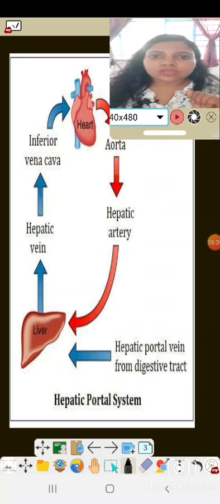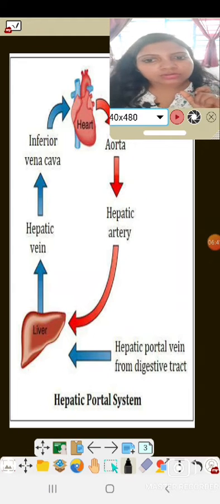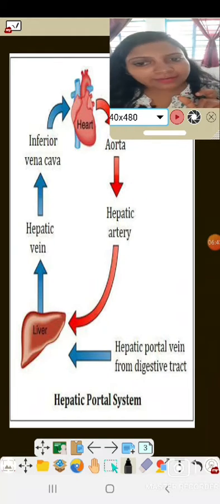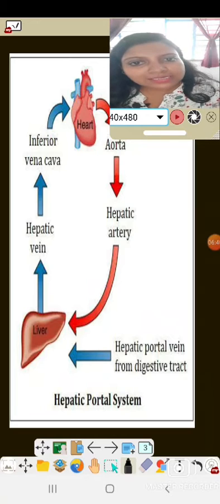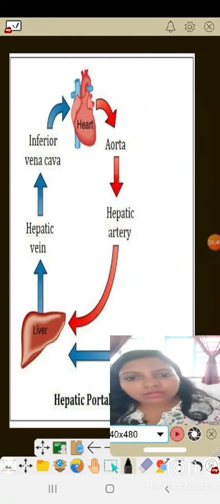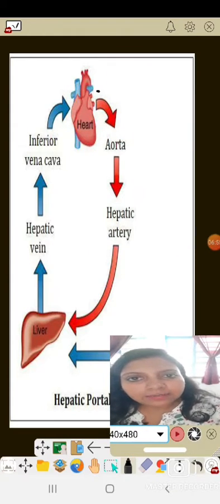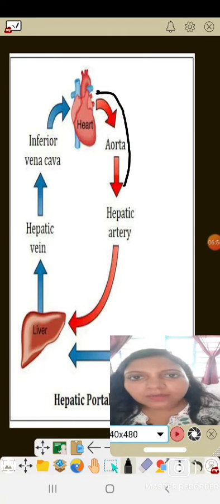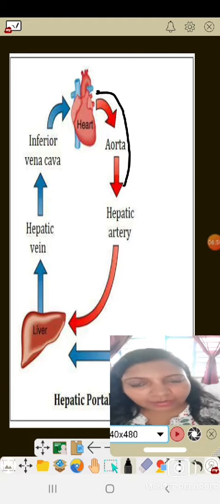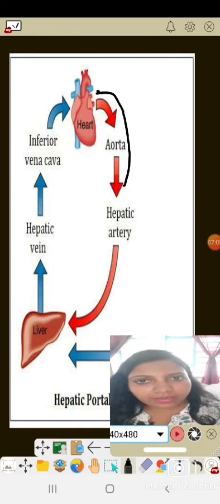Now you see this process. This is the hepatic portal system. We will just understand about it. So first the oxygenated blood comes, the blood which has been oxygenated by the heart, through the aorta, the main artery which starts from the left ventricle, right. You have studied already the circulatory system in the last class.